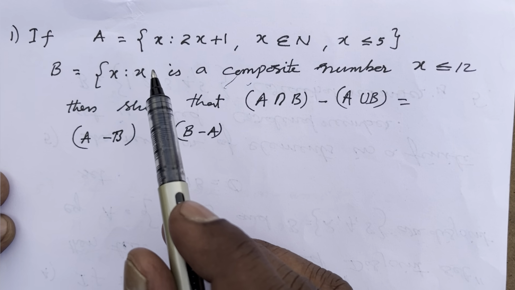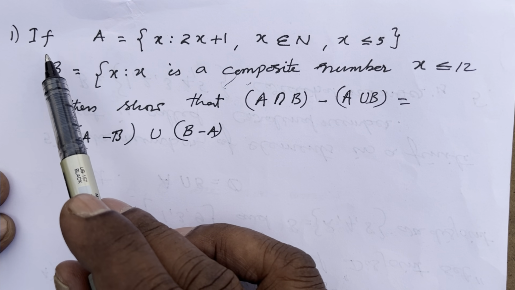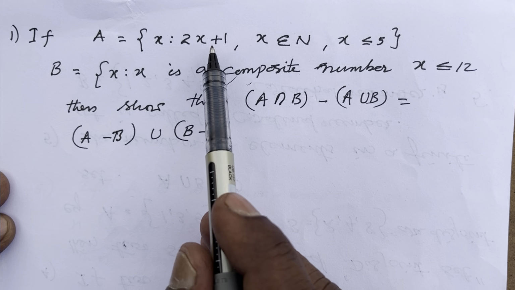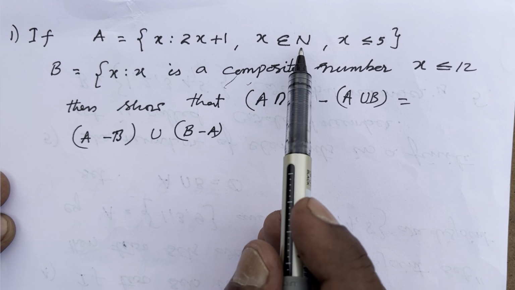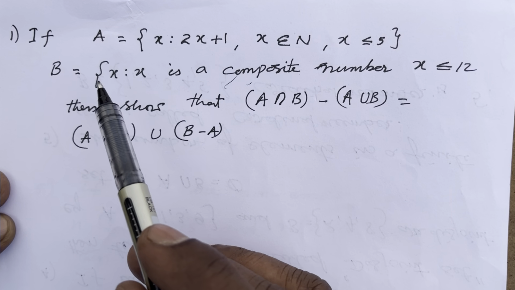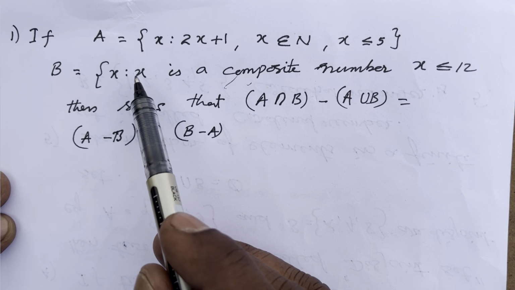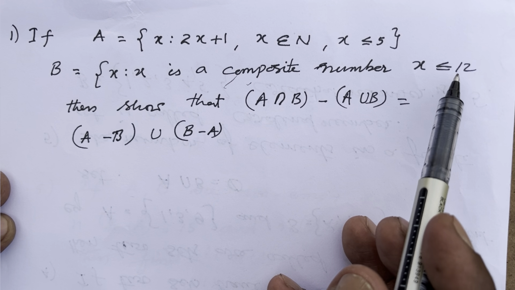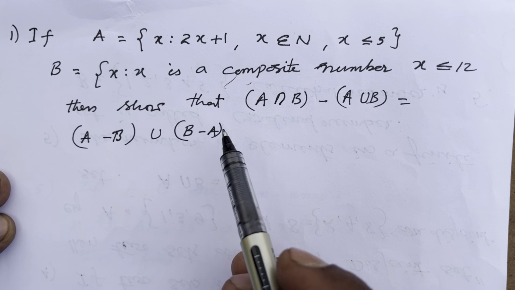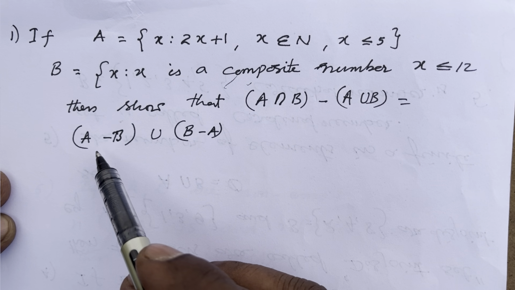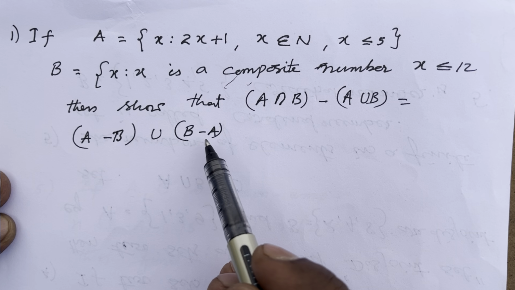Here some important set sums are there. The first one is if A is equal to {x such that 2x plus 1, x belongs to natural numbers and x is less than or equal to 5}. Now set B is {x such that x is a composite number, x less than or equal to 12}. Then show that (A intersection B) minus (A union B) is equal to (A minus B) union (B minus A).